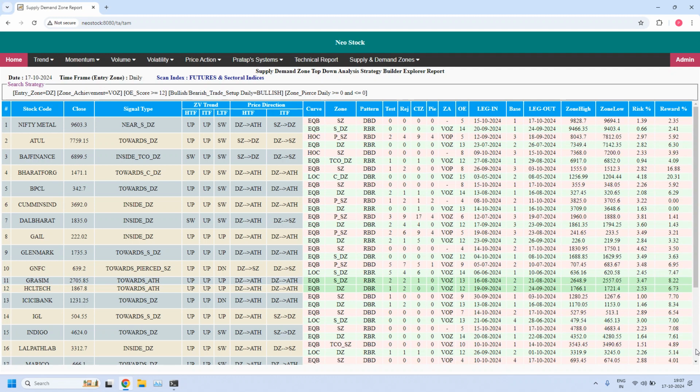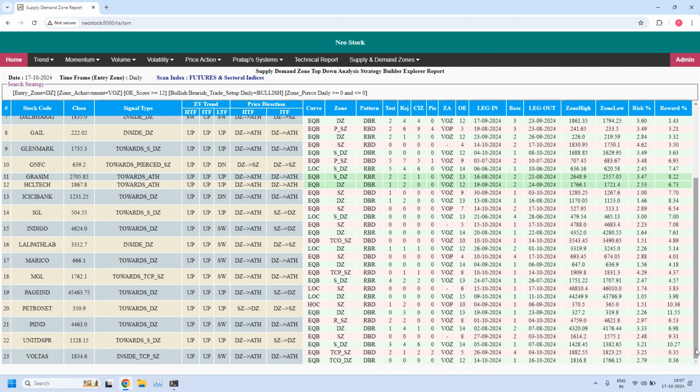I am scrolling the list down. So total 23 stocks are filtered. All these 23 stocks are currently supporting bullish trade setup for monthly income trade, that is entry time frame daily. And out of these 23, there could be a few high probability setup supported stocks available. So to filter those stocks, let us use different combinations.